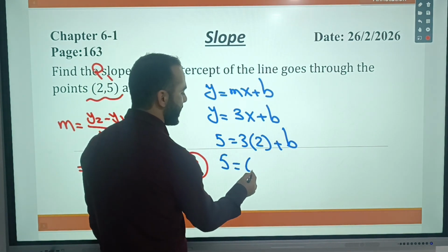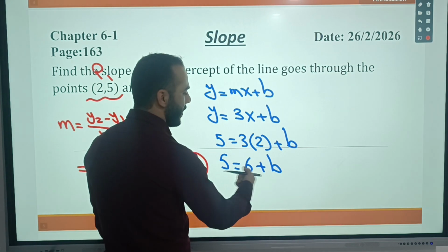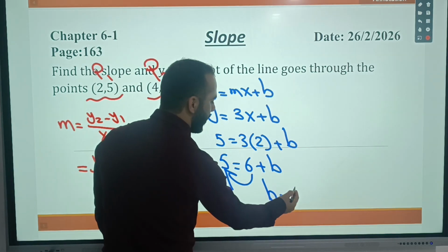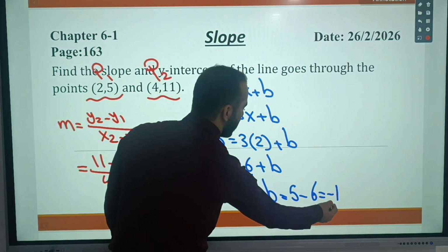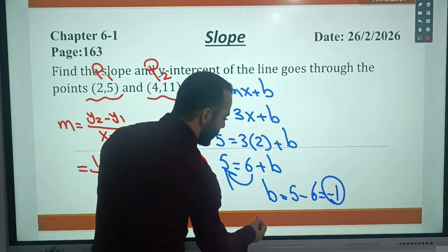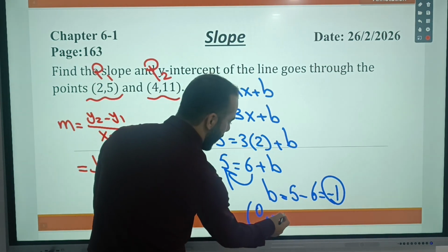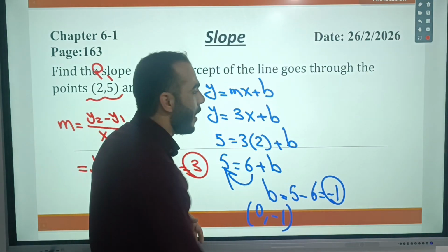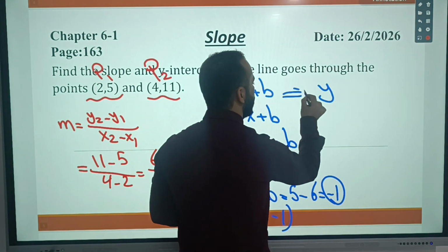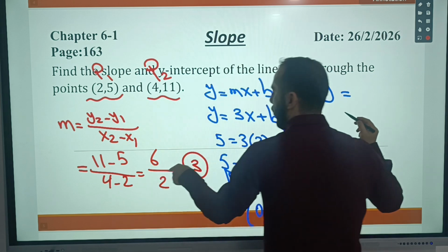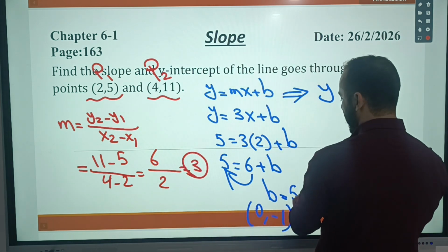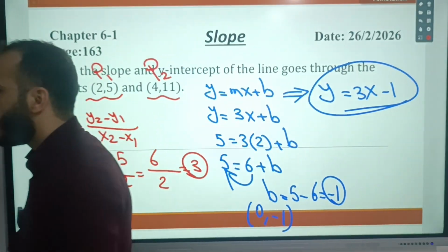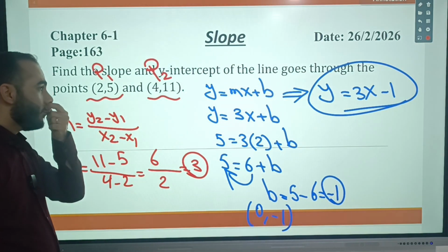So 5 equals 6 plus b. Everybody knows how to deal with this one. Move this 6 to the other side. In that case, b becomes 5 minus 6, which is negative 1. So the y-intercept is (0, -1). So at the end, if I ask you to find the equation of the line, you are going to say y equals mx plus b. m was 3, so 3x, and b was negative 1, so minus 1. This is the equation of the line that goes through these 2 points.